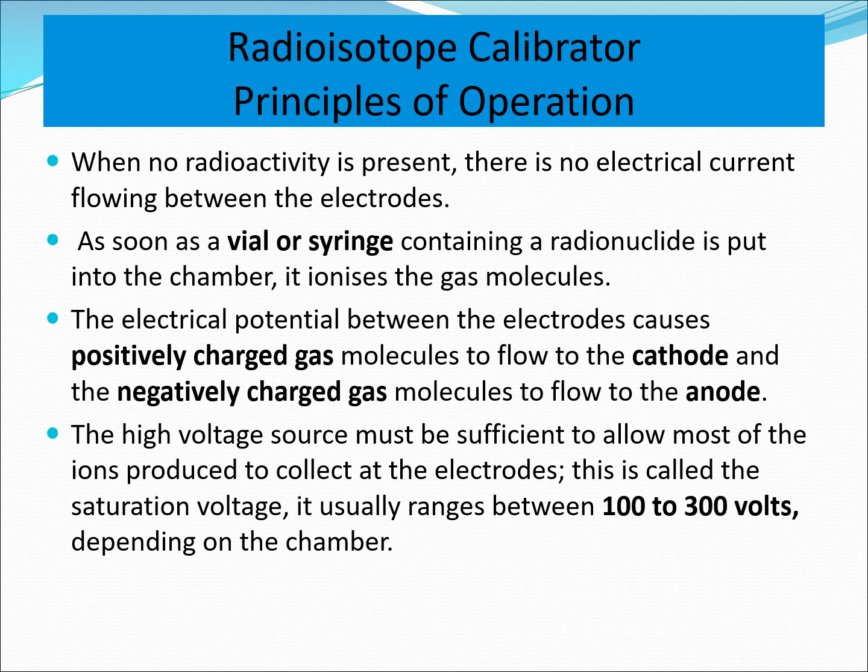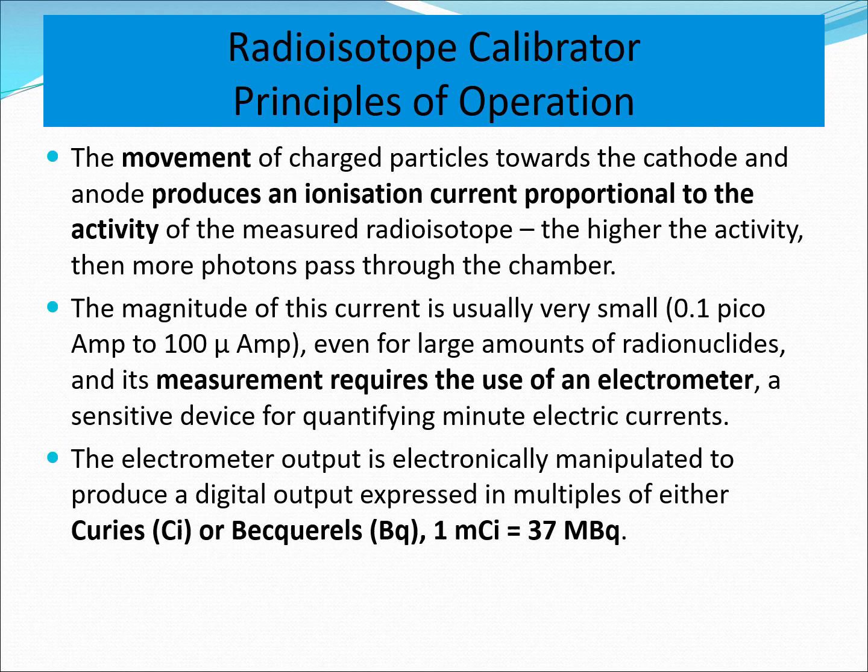When there is no radioactivity present, there is no electrical current flowing between the electrodes. And as soon as a vial or syringe containing radiopharmaceutical is put into the chamber, it ionizes the gas molecules, and it results in producing the signals and the readouts of the radioactivity level. Okay, so these are a continuation of the principle of operation. Please read. And in the last paragraph, you see that the readout could be given either in millicuries or in megabecquerel.